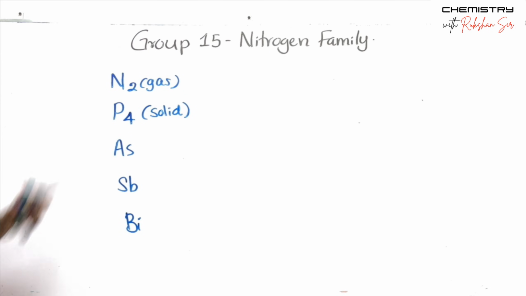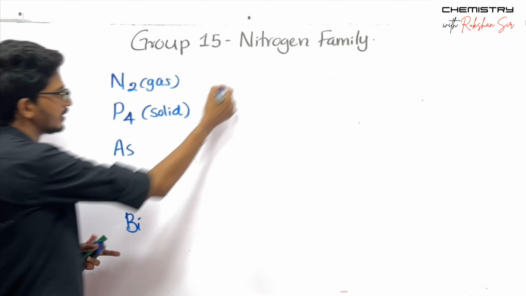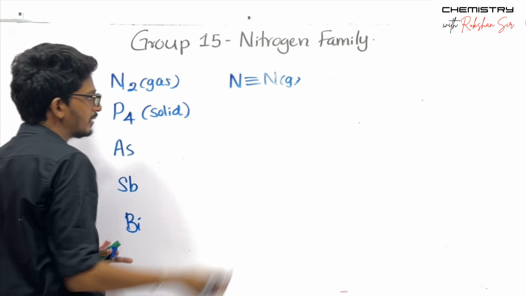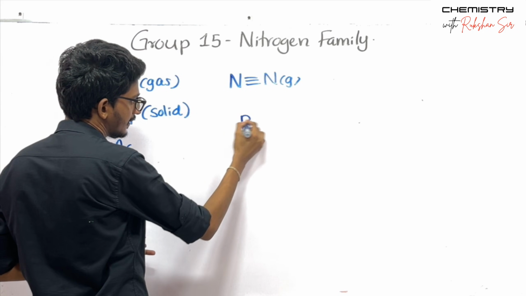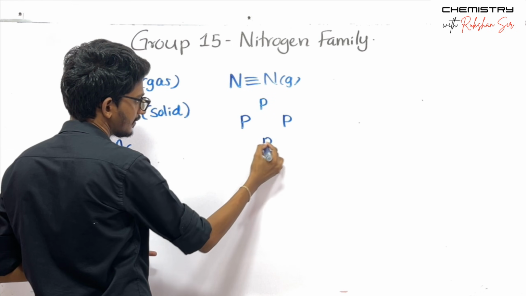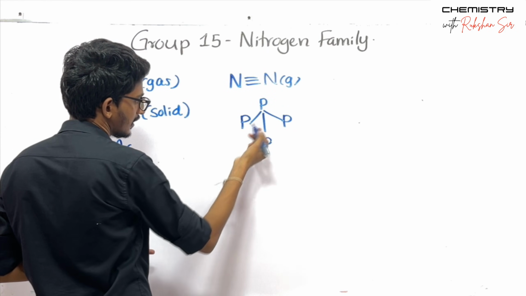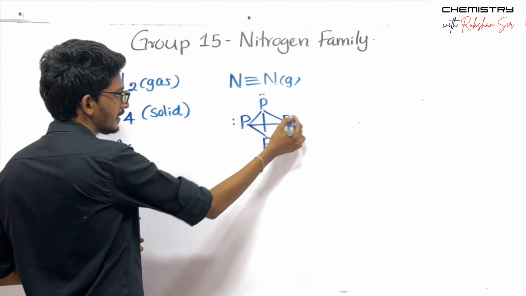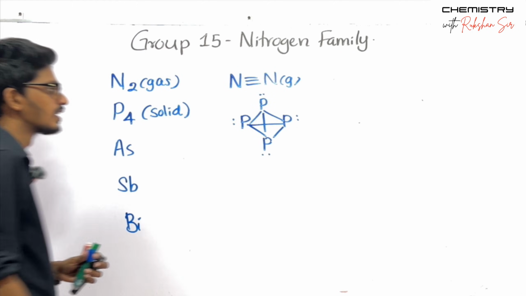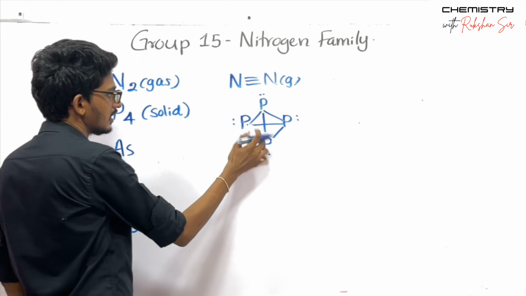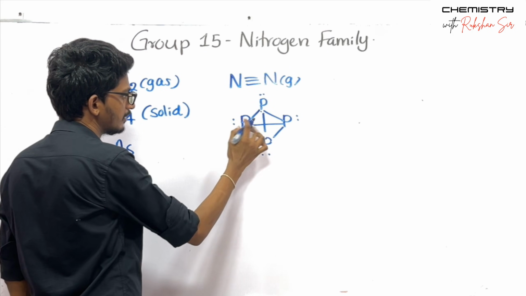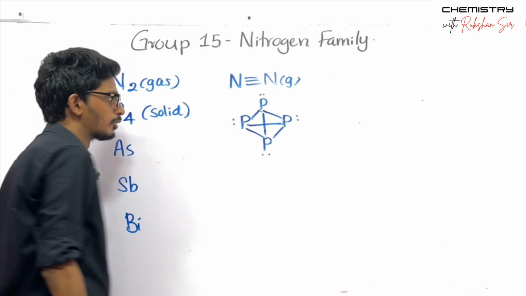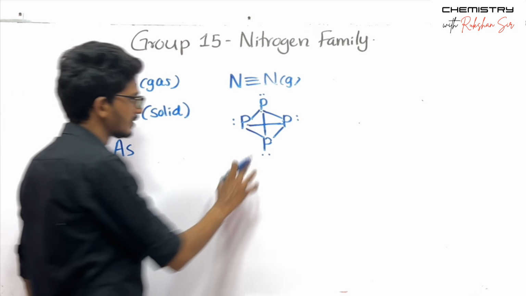The molecular form is P4 for phosphorus. Nitrogen is a molecule like this, but P4 is a molecule like this. Each phosphorus is connected to the other 3, with 3 bonds and 1 lone pair. This is the P4 molecule, right? Each phosphorus is connected to the other 3.